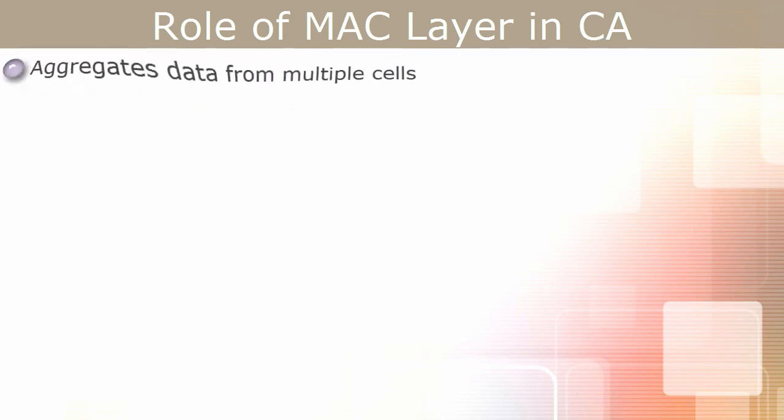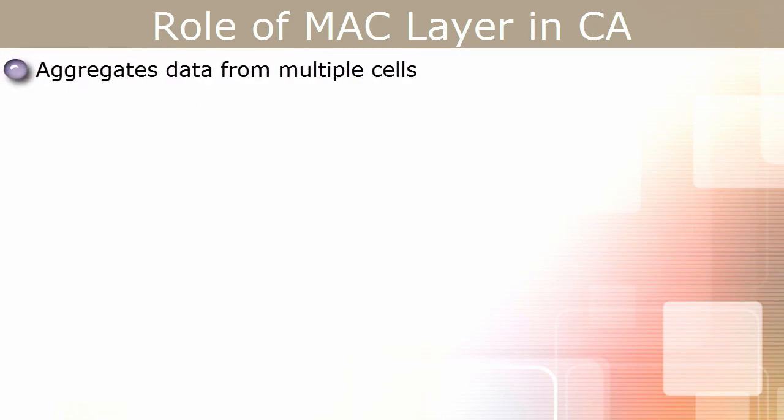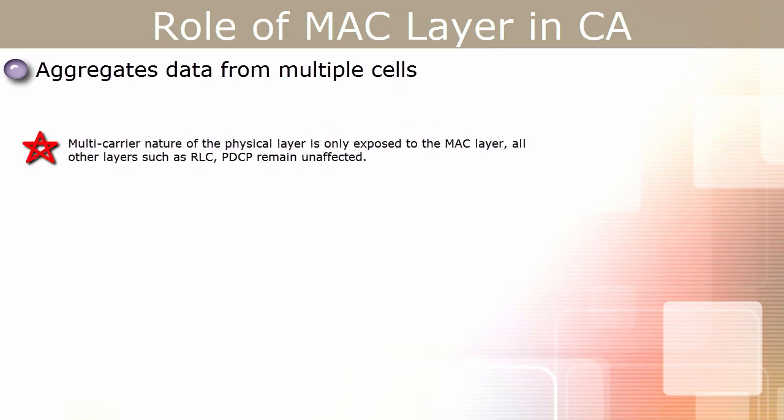All the data coming from multiple cells is aggregated by MAC layer and then sent to upper layers. Remember, multi-carrier nature of the physical layer is only exposed to MAC layer. All other layers such as RLC, PDCP remain unaffected.